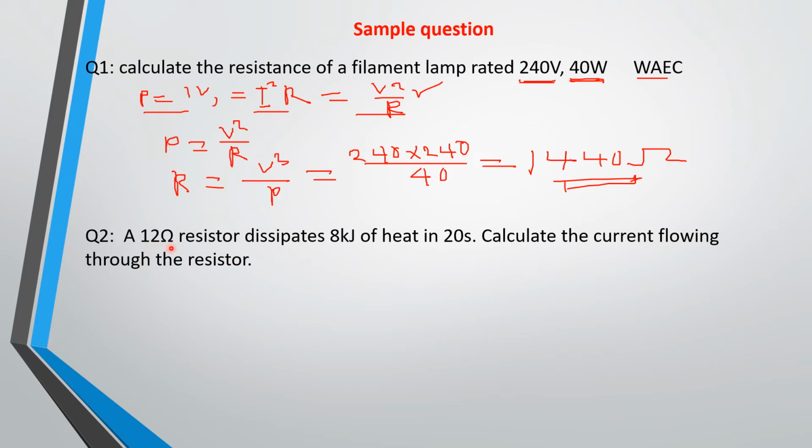Say a 12 ohm resistor dissipates 8 kilojoule of heat in 20 seconds. Calculate the current flowing through the resistor. Okay, so in this particular question, you are given resistance, you are given the heat energy generated, and then you are given the time. So we remember that we had heat energy H is equals to IVT, is equals to I squared RT, is also equals to V squared T all over R. So we had all these equations.